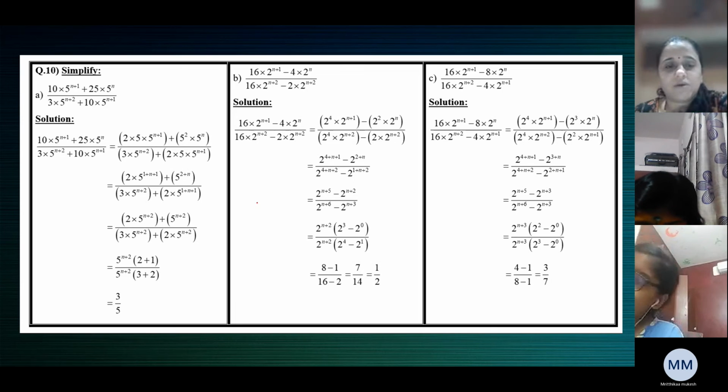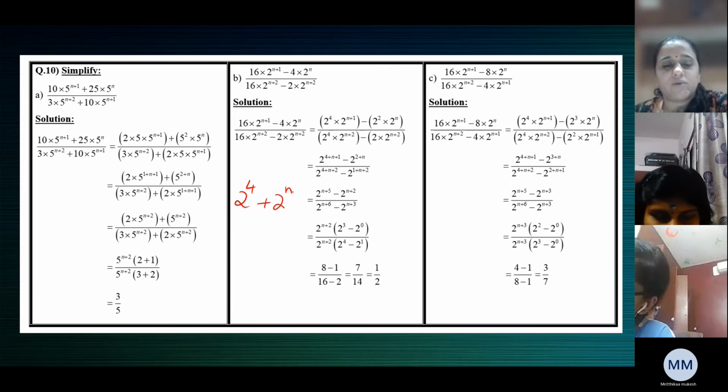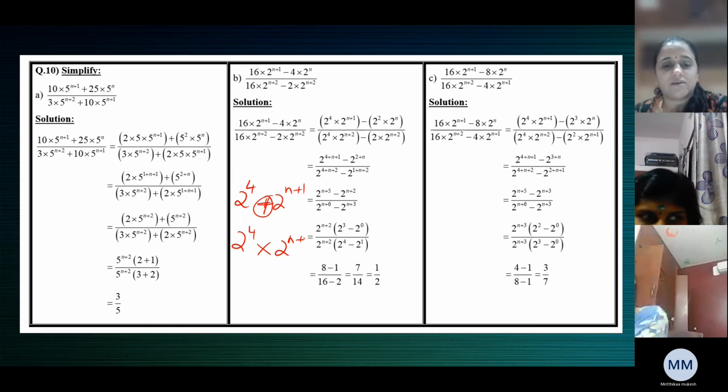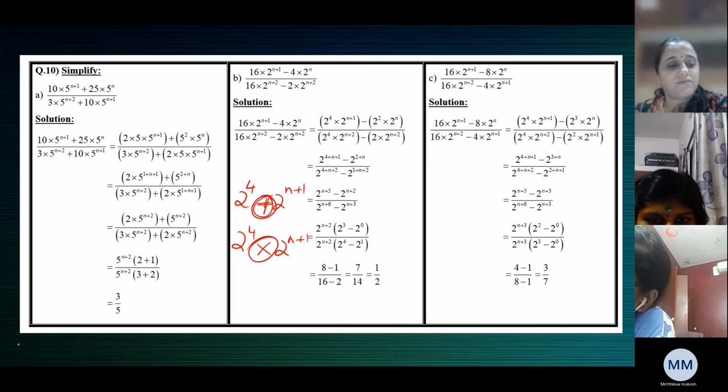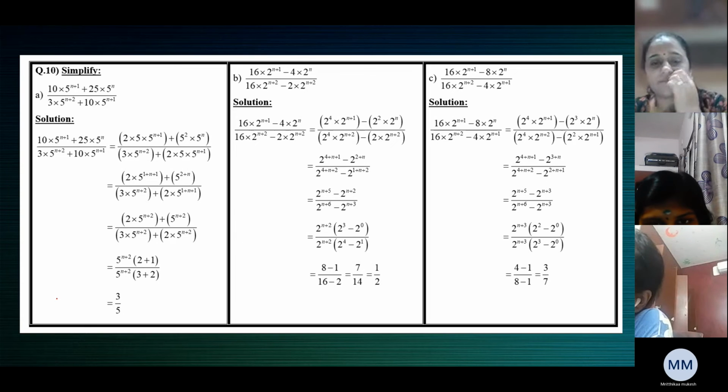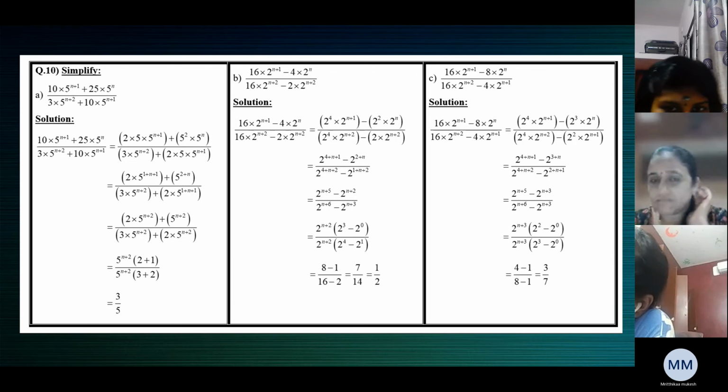Now consider this. Supposing there is 2 to the power 4 plus 2 to the power n plus 1. Here you cannot add the powers. Bases are same, 2 and 2, but it's addition. You cannot add the powers here. When bases are same and it's multiplication, then we add the powers. If they are connected by a plus sign, there is no law. Correct, Bhavishya? Yes, ma'am. Yes, correct.